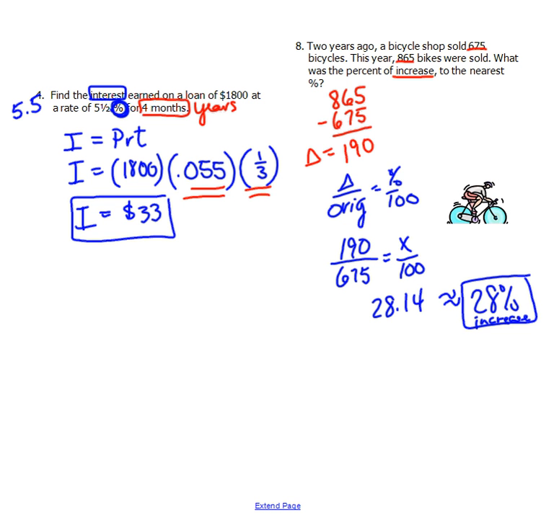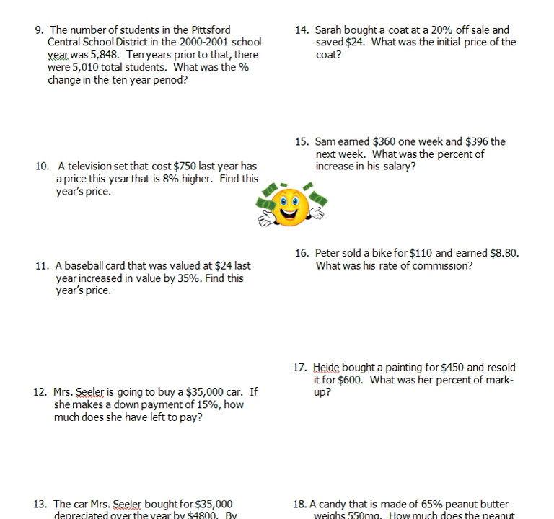Let's see, what do I want to do here? You know, 9's always a little sticky, so let's do 9. The number of students in the Pittsford Central School District in 2000-2001 school year was 5,848. 10 years prior to that, there were 5,010 total students. What was the percent change in the 10-year period?